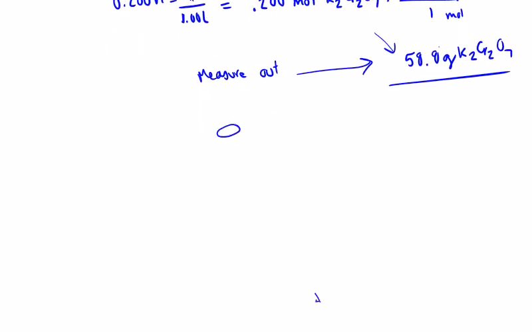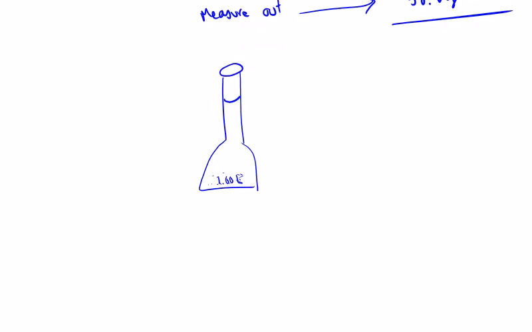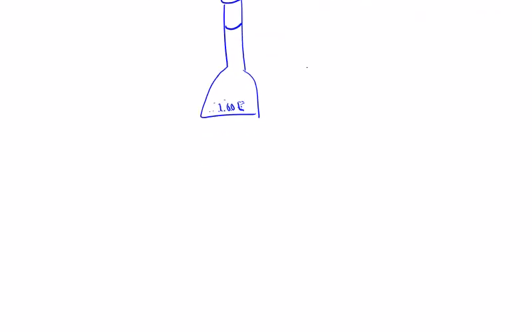So you would measure it out on your balance. And then this is going to be a 1 liter volumetric flask. You'll put all of your solid into this using distilled water. You'll dissolve it with distilled water, dissolve, dissolve, dissolve, and then fill up to the line with your meniscus. Okay, let me make another slide.